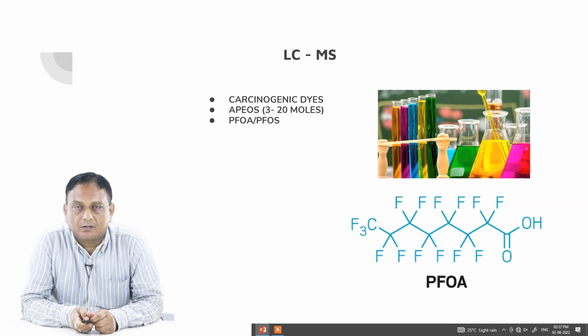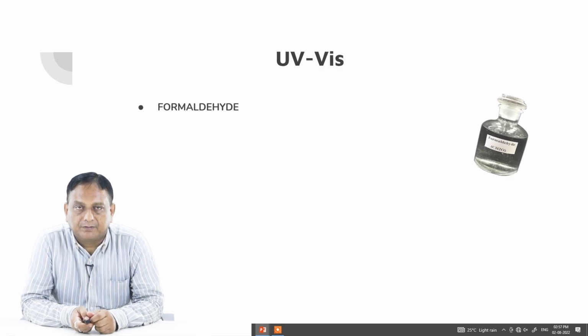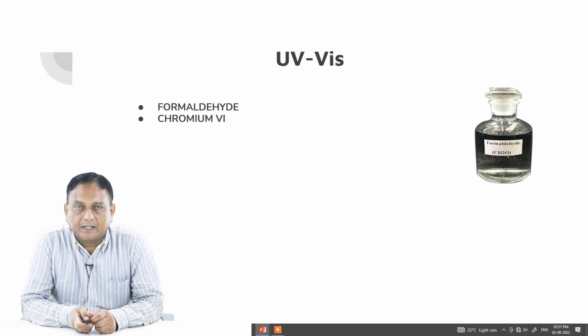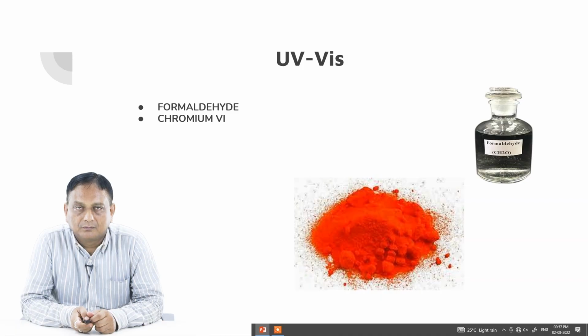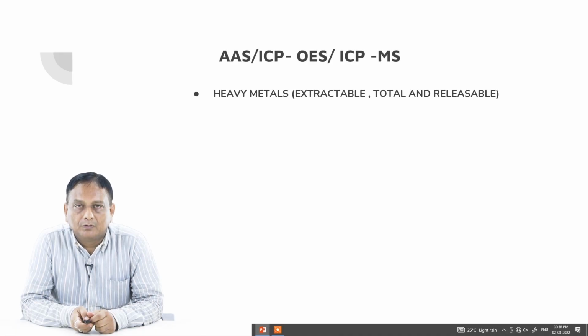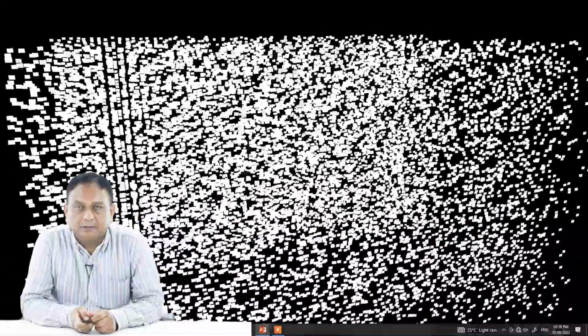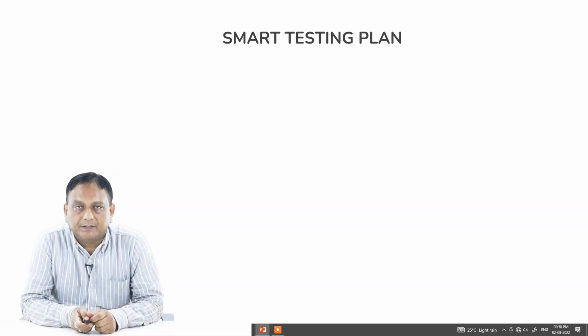This is the structure of PFOA, which is a fluorinated hydrocarbon. UV-Vis is normally used for the determination of formaldehyde content in the material, which is a very harmful carcinogen. It is also used for determination of chromium-6 compounds, and this compound is used in the leather industry a lot. AAS, ICP-OES and ICP-MS are used for heavy metal extractions, where different heavy metals can be detected.